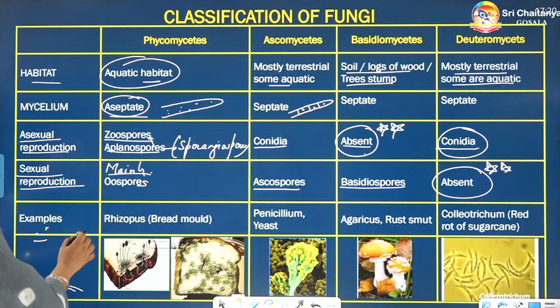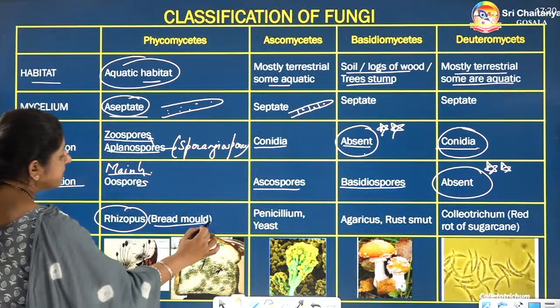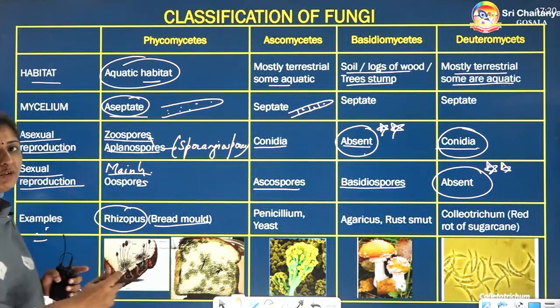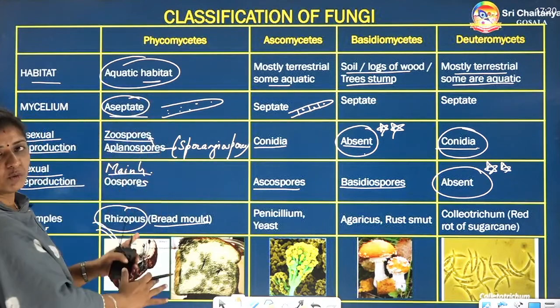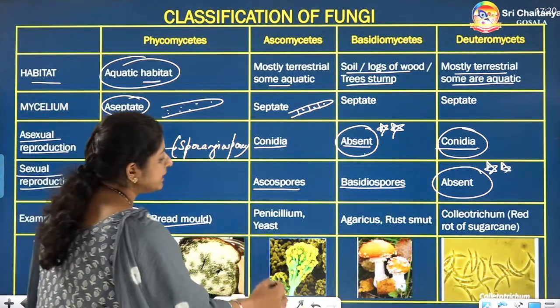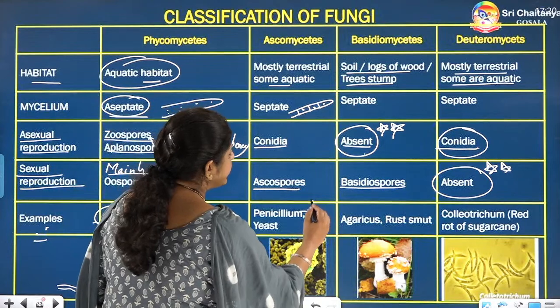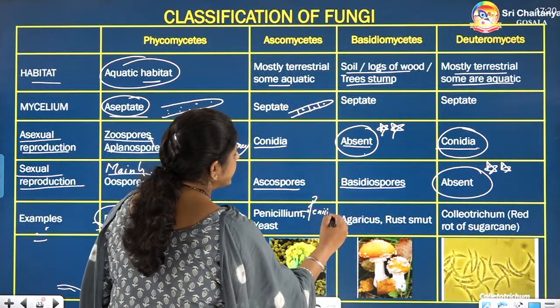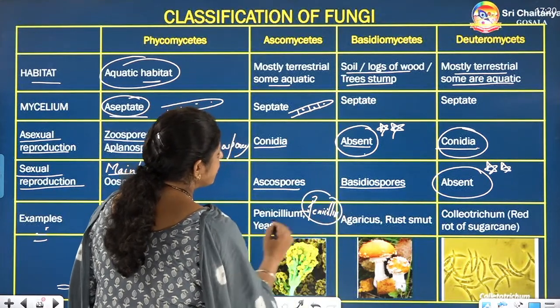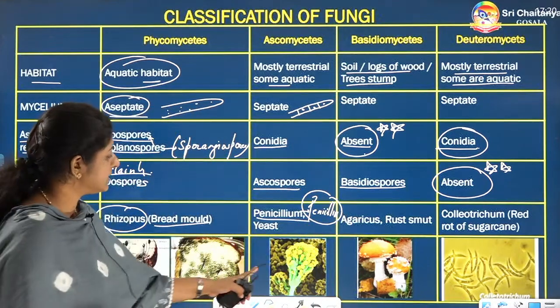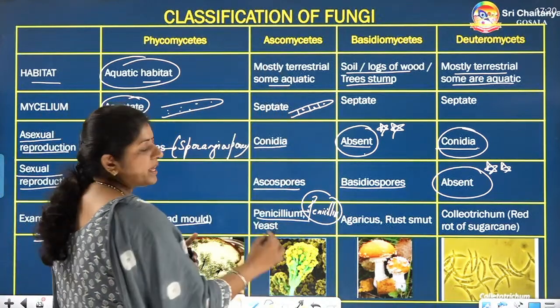Now coming to the next example, Rhizopus, which you call bread mold. Can you see the bread mold? Commonly you found that it belongs to Phycomycetes. And Penicillium, I hope so. If you know, penicillin is the first antibiotic. This is formed by Penicillium. This is the structure which is belonging to Ascomycetes.